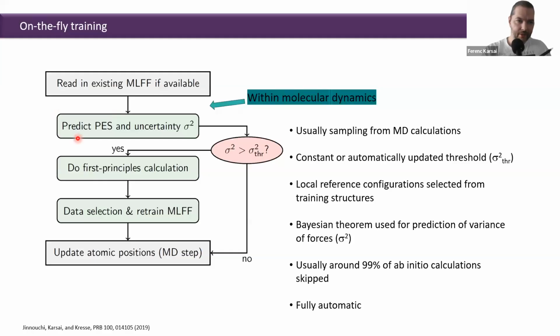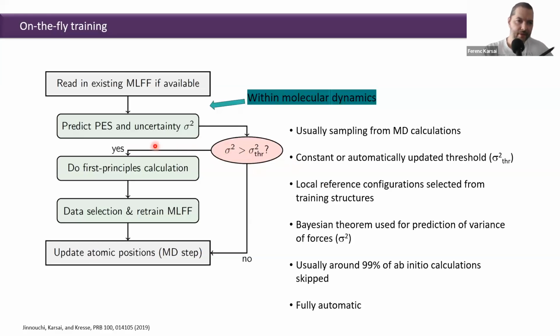First, we predict the potential energy surface, that means energies, forces, and stresses, by the force field, and predict their uncertainty using the Bayes theorem, using the variance of the forces predicted with this Bayes theorem as the uncertainty estimator. Then this prediction is compared to some threshold. The threshold can be either automatically updated or set constant as a target value. And from this point on, two branches will emerge. Let's start with the left one, the yes branch, which means the error is above this given threshold.